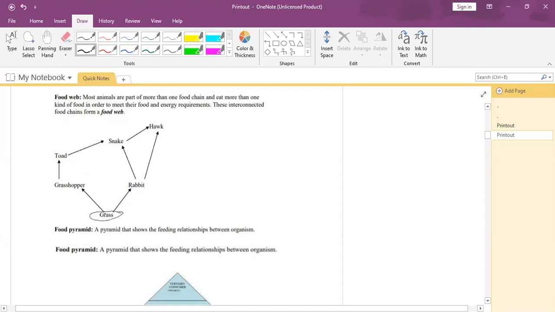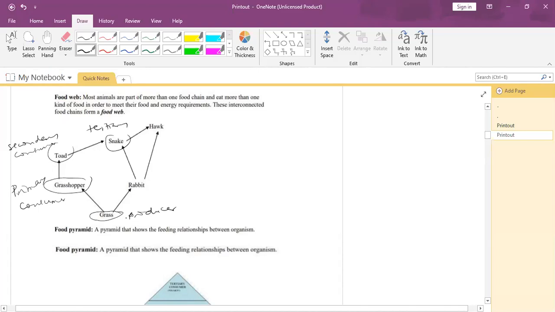So this is a producer. Grass will be the producer, right? Grasshopper is going to be a primary consumer, because that's the first level of consumption. It's feeding on the producer. Then the toad will be a secondary consumer, and so on. Then the snake will be a tertiary consumer. If you follow this path here, it will be a tertiary consumer. So it keeps going like that.